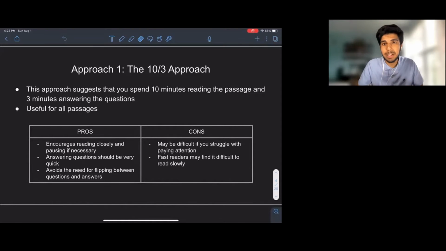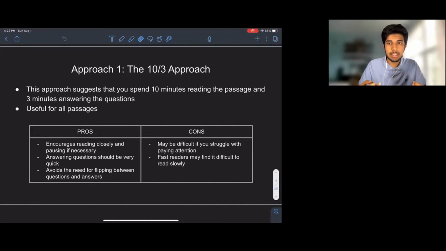You have 10 minutes to read the passage. Most of the time, the passages are only like 70, 80 lines. Very rarely do they exceed 100 lines. So 10 minutes is plenty of time for you to read the passage, pause if you need to, reread some previous information, and really let all of the information soak in.